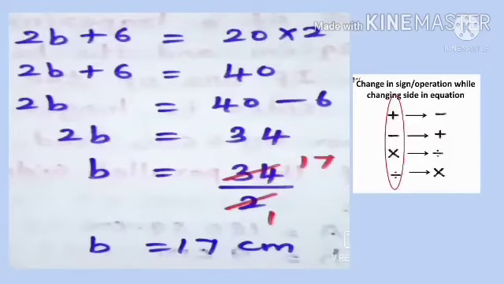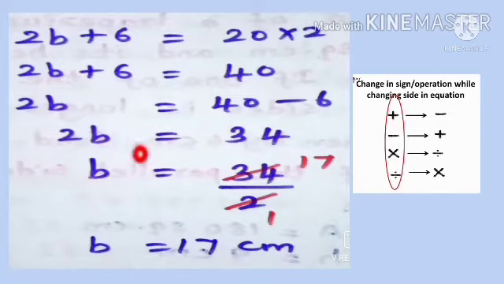Now students, 2B plus 6 is equal to 20 into 2 is 40. And this plus 6 becomes minus 6 when it crosses the equal to sign. So 40 minus 6, here 40 minus 6 is 34. So 2B is equal to 34. Thus we get. Now we need the value of B. That is one parallel side. The length of one parallel side is B.